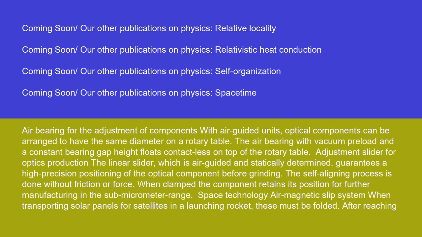Air bearing for the adjustment of components with air-guided units. Optical components can be arranged to have the same diameter on a rotary table. The air bearing with vacuum preload and a constant bearing gap height floats contactless on top of the rotary table.